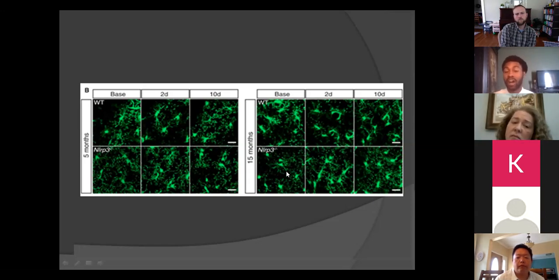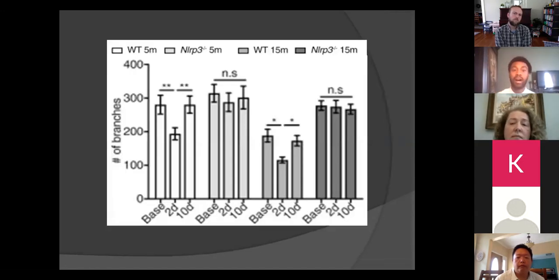You see a lot of glial cells at baseline. Even at day 2, you still see a lot of glial cells. And even at day 10, you still see about the same amount of glial cells. Now, moving on to the graph we're showing you with the number of branches.